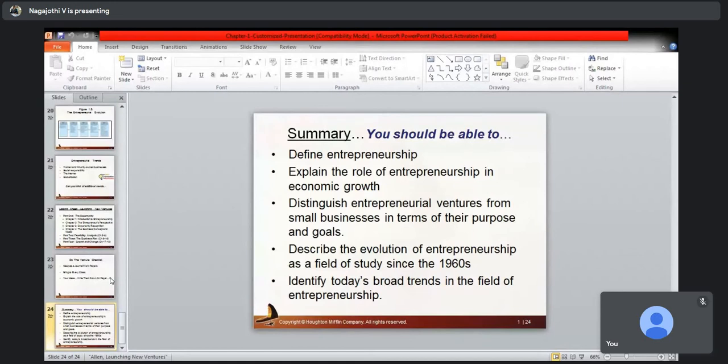Okay, so we have decided what entrepreneurship is, and we have explained the role of entrepreneurship in economic growth. Then we have distinguished entrepreneurial ventures from small business in terms of their purpose and goals. Then we have described the evolution of entrepreneurship as a field of study since 1960s. Then identify today's broad trends in the field of entrepreneurship. Then we will move on to the next slide.